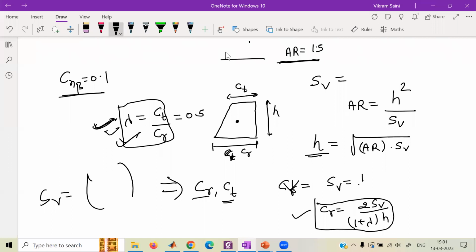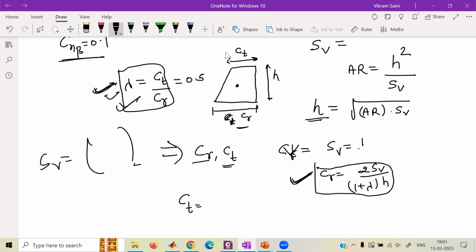All right. So once you know CR, you definitely know CT. CT is nothing but lambda times CR. So you have all the numbers for the geometry of this vertical tail. You designed it completely. Now let's revise the things that we have done.